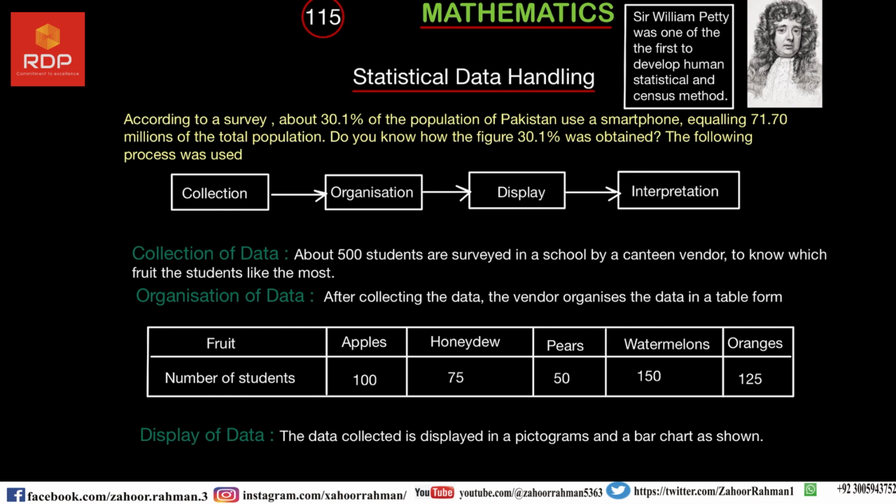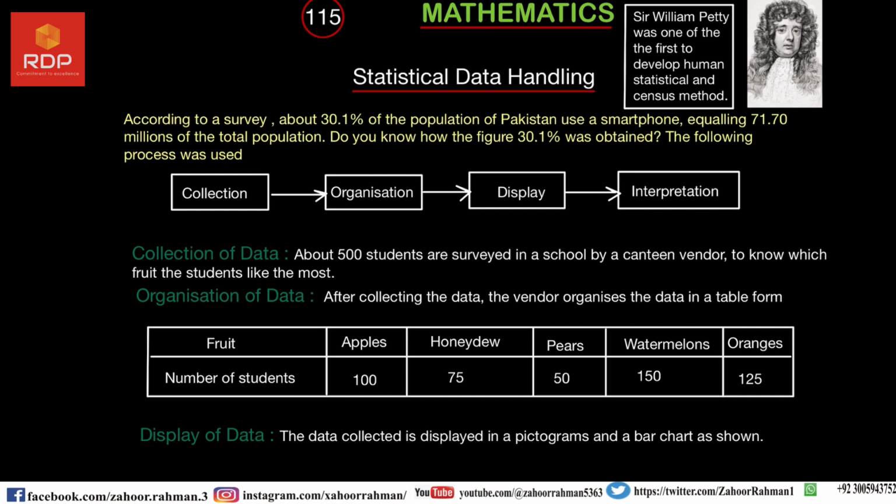After collecting the data, he tabulated that data, which means organization of data. The vendor organizes the data in a table form. Now let's turn our focus to the table. The first row is fruit, the second row is number of students. He collected the data and found that 100 students are fond of apples.